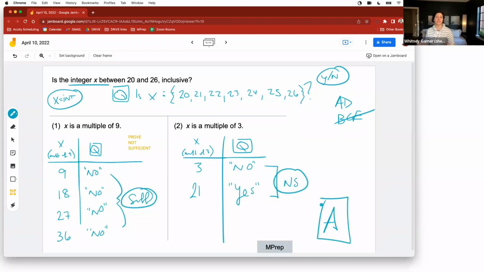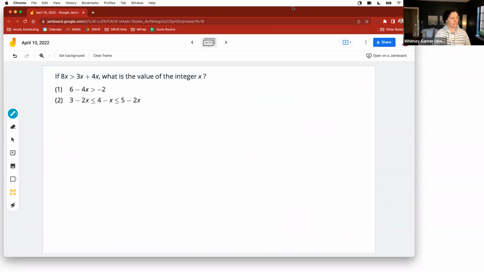So sometimes we get kind of pushed into this place where we need to test cases. And that's our option. We need to sit down and test some cases. Beautiful. Okay. Let's try it again. Give this one a go. And again, your options are A, D, B, C, E for statement 1 first, or B, D, A, C, E for statement 2 first.